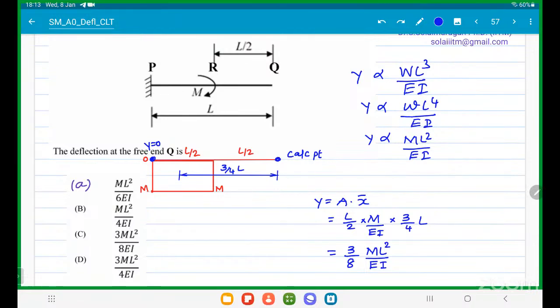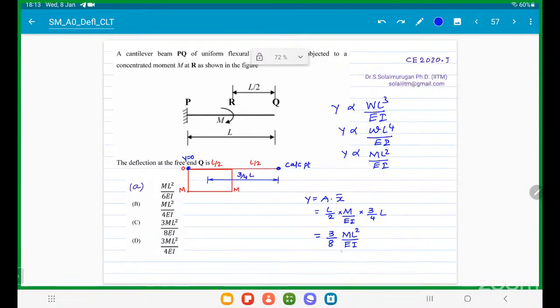After substituting the given parameters, if you are not getting this format, you have to recheck it. A small mistake may be there. For a small mistake, you need not worry or panic, because 2 marks will be lost. So this is a general format. Don't forget. So you are getting 3 by 8 M L square by EI. Check it. Is there any mistake?